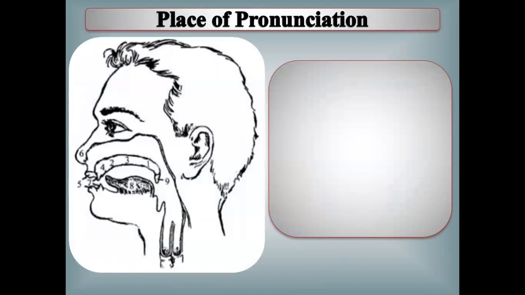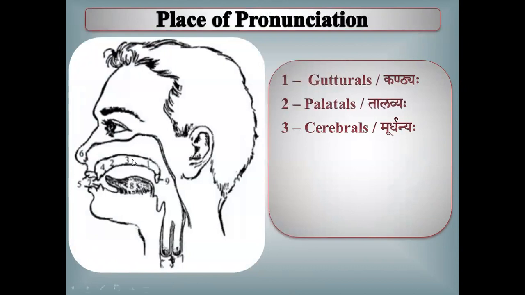You can see on the left side there is a picture. You can see the tongue, which is numbered 8, and the different positions where it touches are marked 1, 2, 3, 4, 5, 6. From there the sound comes. Number 1 is guttural, that is kantya. The sound which comes from the throat is called guttural. And from the palate, number 2 in the figure, they are called palatals, talavya. And the third one is called cerebrals. The tongue touches the roof of the mouth. They are murdhanya.